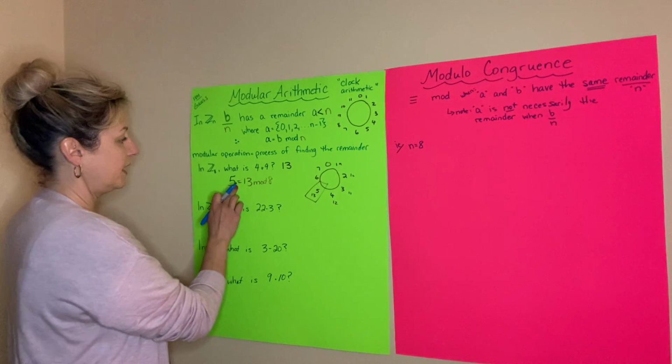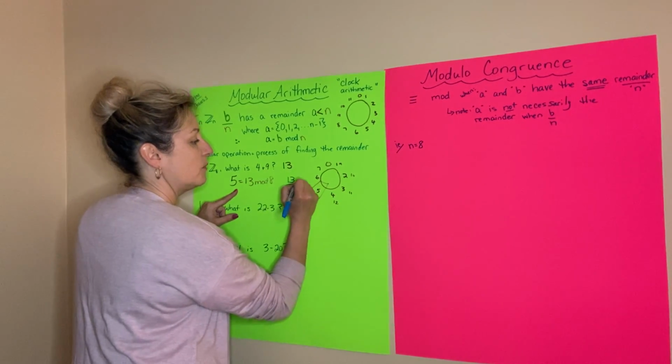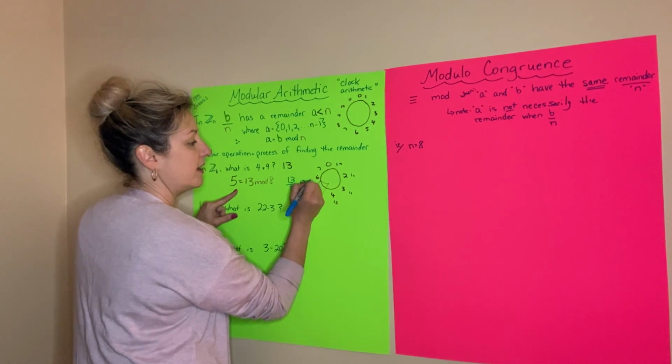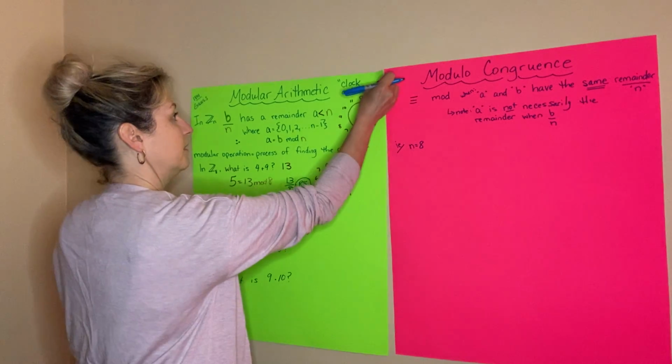Another way of doing that is to say 13 divided by 8. What is the remainder? The remainder is 5. Okay, so let's try another one here.